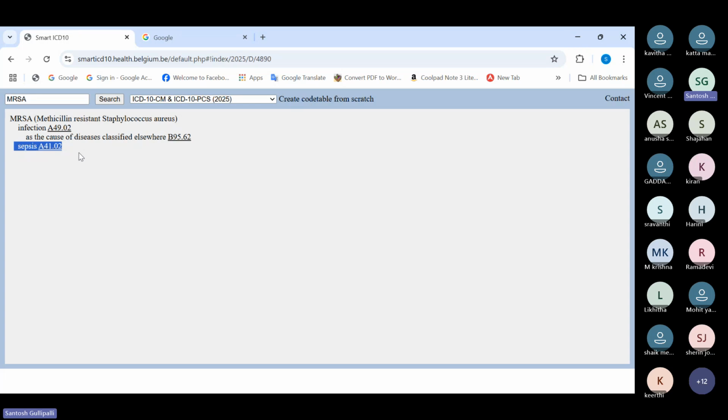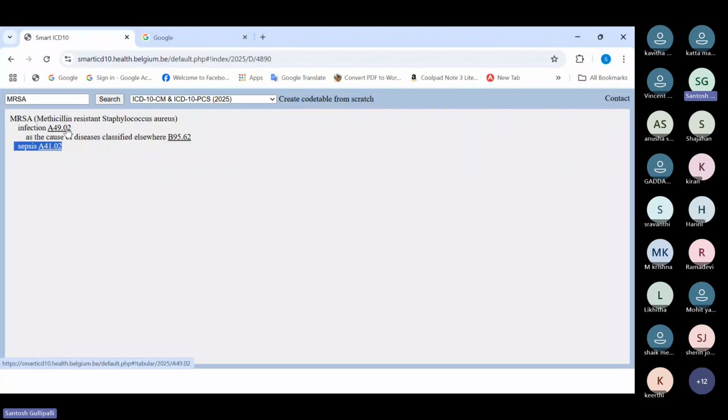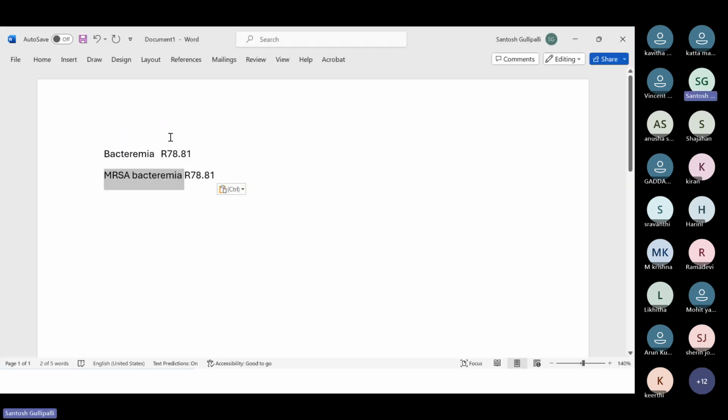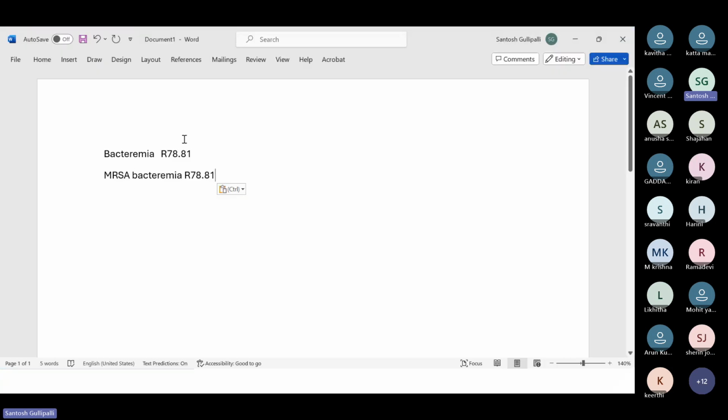Which code can we consider in this example? For MRSA bacteremia, you can give A49.02 or B95.62 or A41.02. Which one is appropriate in this example? Tell me. Anyone? B95.62. Yes, B95.62 is the appropriate one. Why is this code appropriate? Any specific reason? Why are you not giving A49.02?